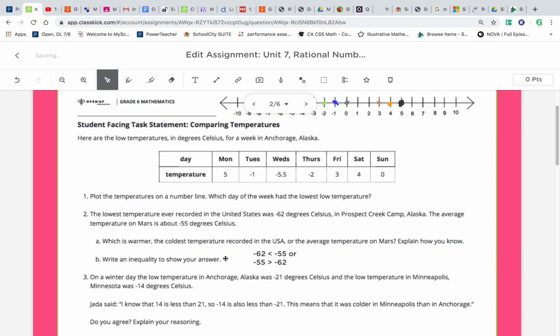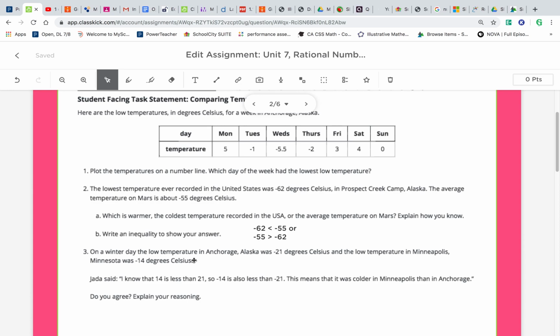Okay, so then that moves us to number 3. On a winter day, the low temperature in Anchorage, Alaska was -21 degrees Celsius, and the low temperature in Minneapolis, Minnesota was negative 14 degrees Celsius. Jada said, I know that 14 is less than 21, so negative 14 is also less than negative 21. This means it was colder in Minneapolis than in Anchorage.